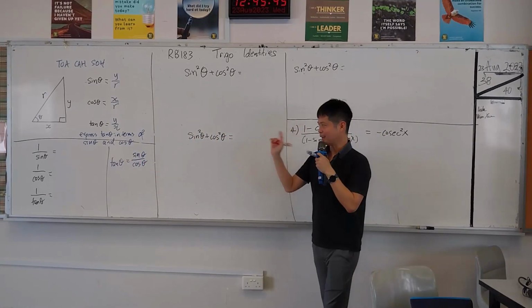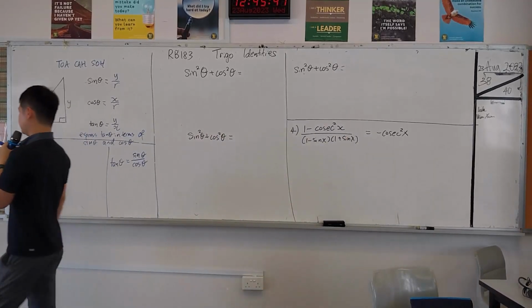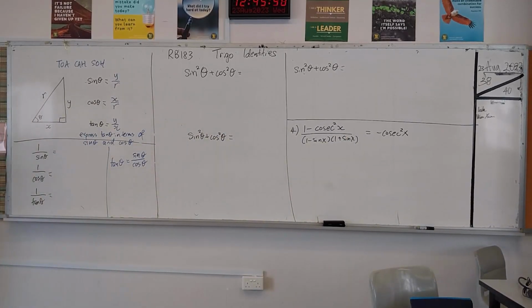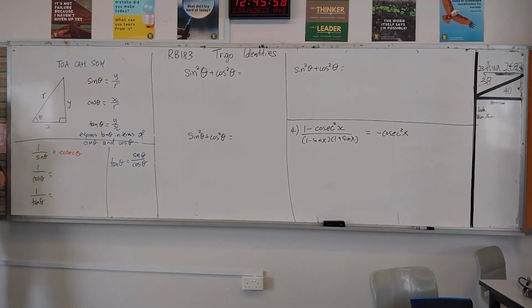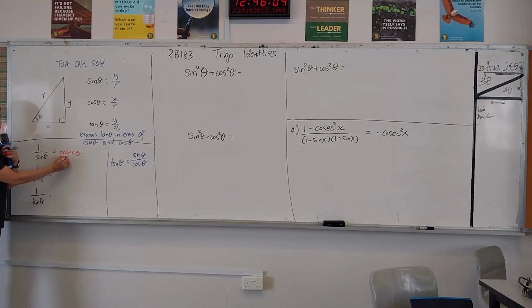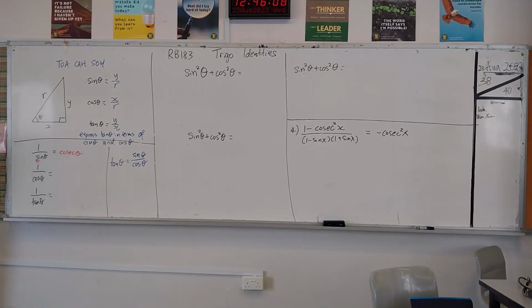Okay, now next. 1 over sine theta, there's another name for it. What do we call it? So I hear the word cosecant, right? How do I check whether it is correct or wrong? Look at the third letter, please. The third letter is S, and sine also starts with S, so it should be correct.